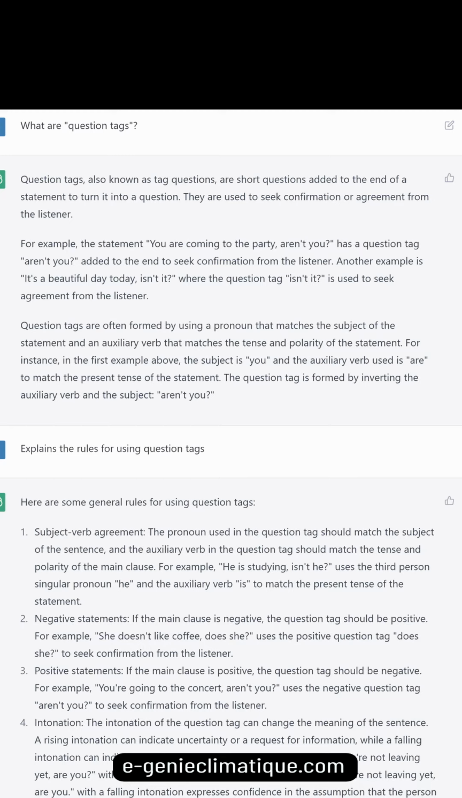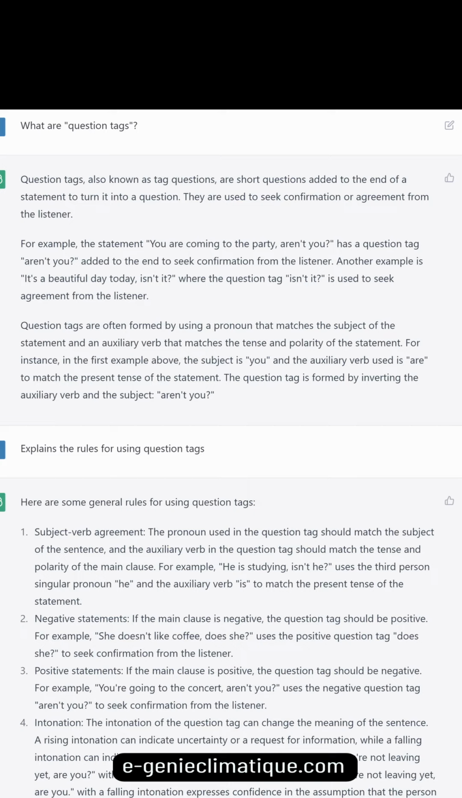What are question tags? Question tags, also known as tag questions, are short questions added to the end of a statement to turn it into a question. They are used to seek confirmation or agreement from the listener. For example, the statement, "You are coming to the party, aren't you?" has a question tag, "Aren't you?" added to the end to seek confirmation from the listener.